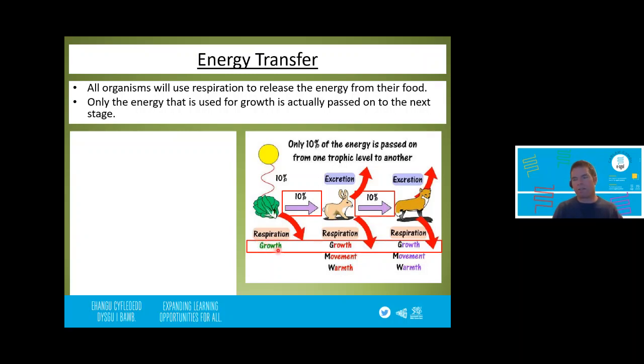So there are other things. I'll give you an example, something like active transport, which is a process which cells carry out to move materials from a low concentration to a high concentration. It needs energy.